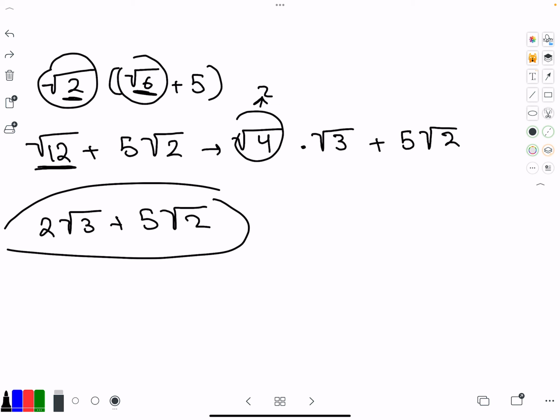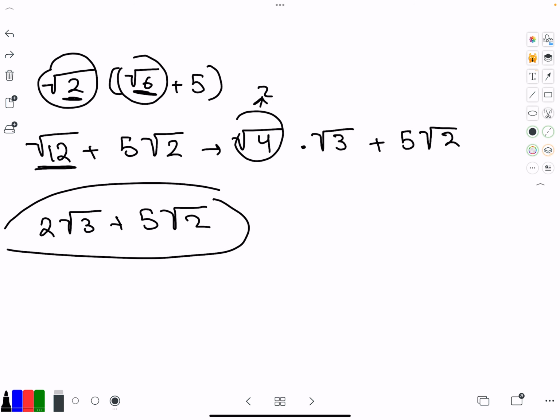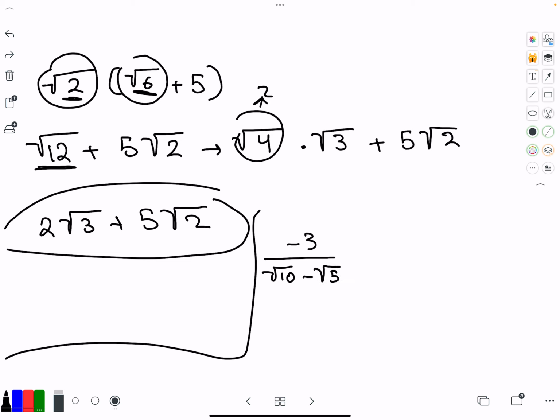Now we're starting to get into the harder part, with two numbers, like I explained. Okay, we're going to take an example about it. So it's negative 3 over square root of 10 minus square root of 5. Oh, sorry, that's a plus. You multiply by the inverse.